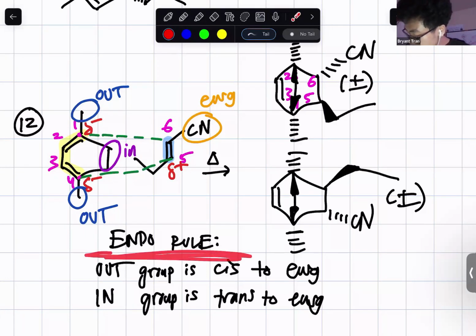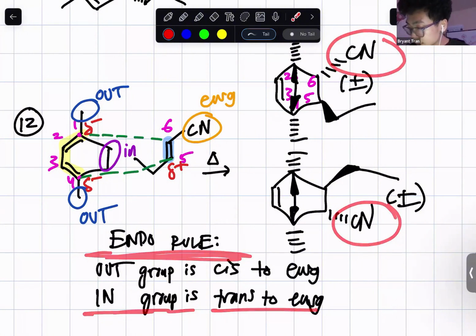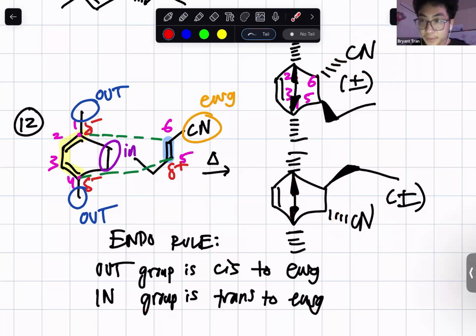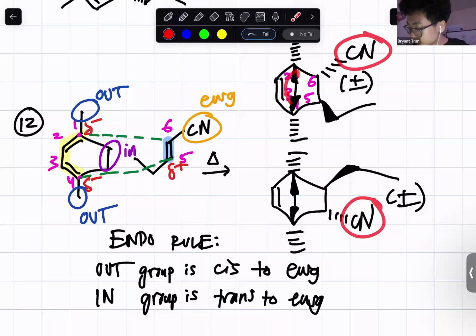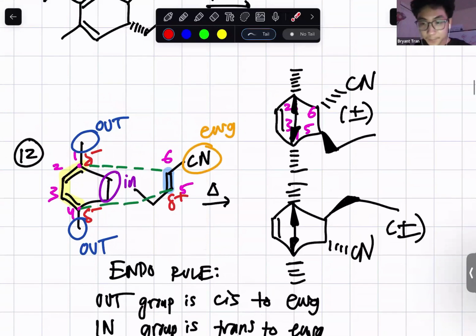And based on the endo rule, the in group is trans to the EWG. So because my EWG here is dash, the in group would have to be wedge to follow the endo rule, right? So that's why my in group is going to be wedge if my EWG is a dash, because I want my in group to be trans to my EWG, right? Okay. Any questions on this Diels-Alder problem? Any other questions?